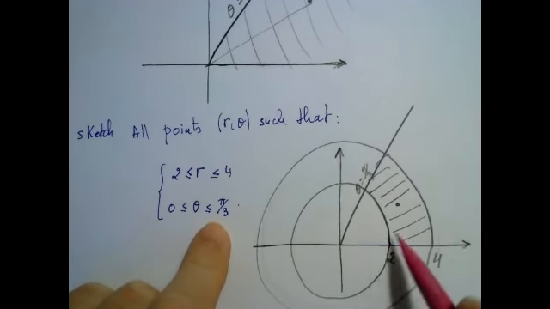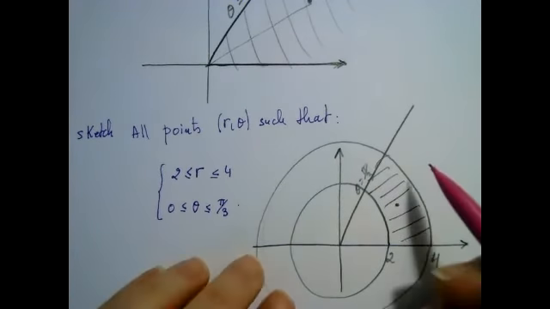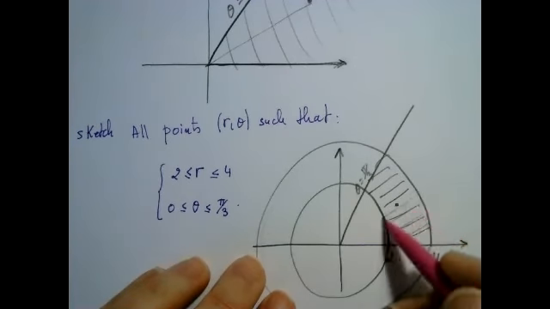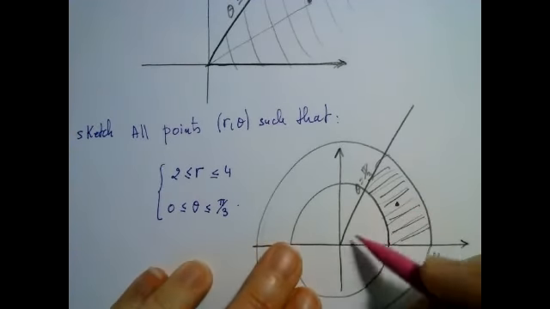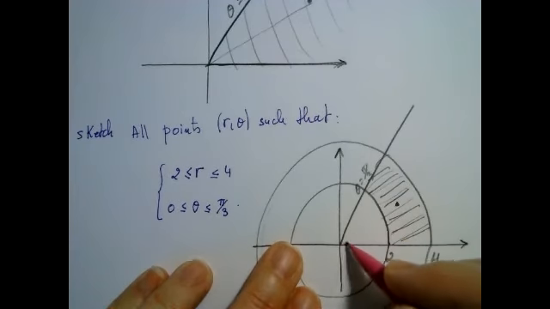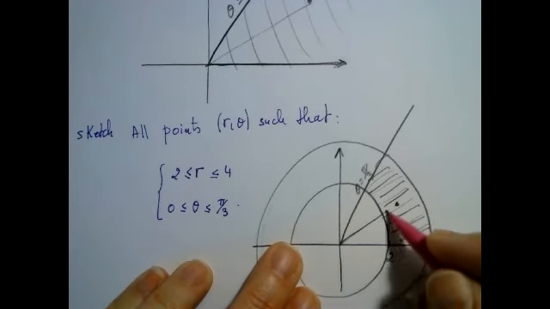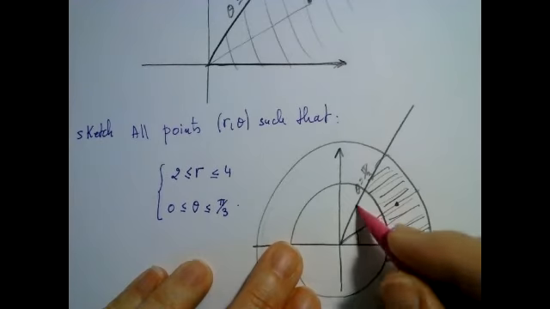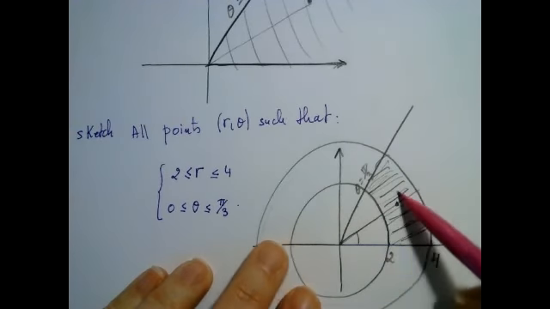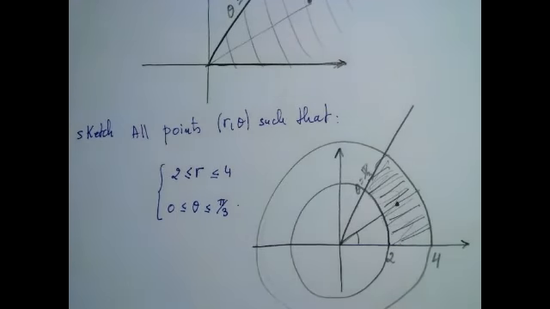But I also want the angle between 0 and pi over 3. I want to limit the angle. So this will basically give me this region. So every point here satisfies 2 conditions. How far it is from the origin? Between 2 and 4. What's the angle? Between 0 and pi over 3. And that would be the ring if you want, but it's not the whole ring. It's part of a ring. It's the ring between 0 and pi over 3.